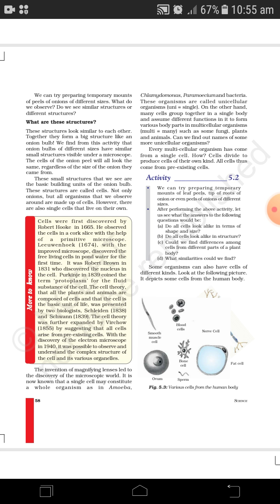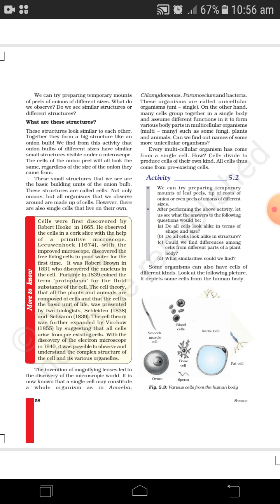Next, every multicellular organism has come from a single cell. How do cells divide to produce cells of their own kind? All cells thus come from pre-existing cells.